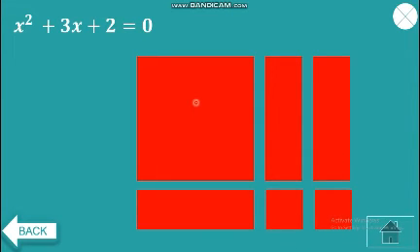Then students are asked to determine the area of this rectangle. We can see here the length of this rectangle is x plus 2, and the width of this rectangle is x plus 1.